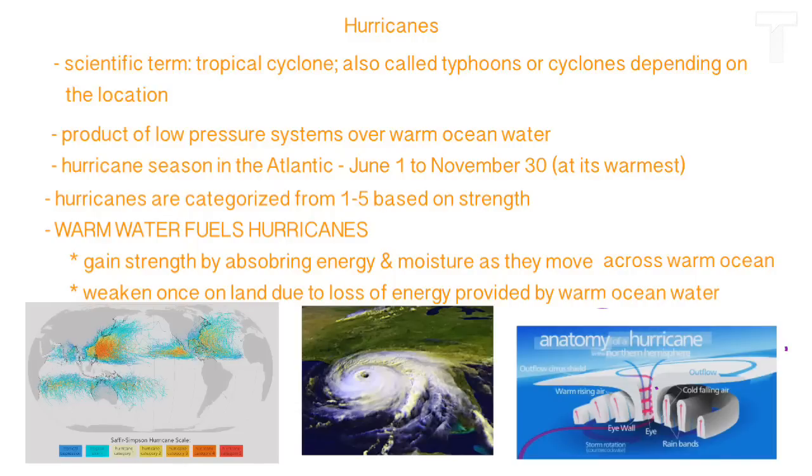The most important thing for you guys to remember is that warm water fuels hurricanes. If you look at this map here, which no, you don't have to draw, you should see that they all originate around the equator where water is warm. Hurricanes gain strength by absorbing energy and moisture as they move across warm ocean water, and they weaken once they're on land because they've lost the energy that is being provided by that warm ocean water. So please remember, warm water fuels hurricanes.